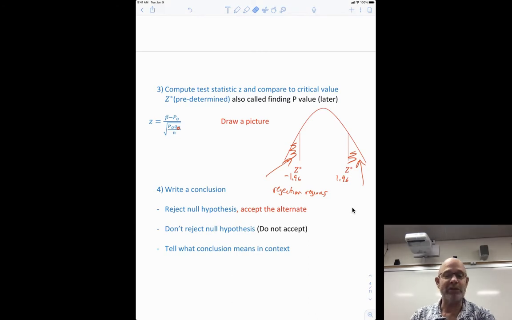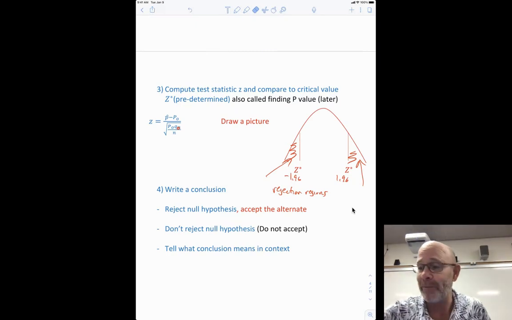And then what does that conclusion mean in the context? So we put the contextual words in there. And when we go through a walk like we're going to right now, I'll show you what that all means. So here we go.